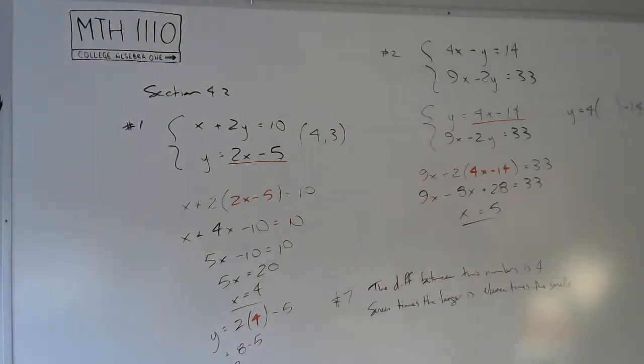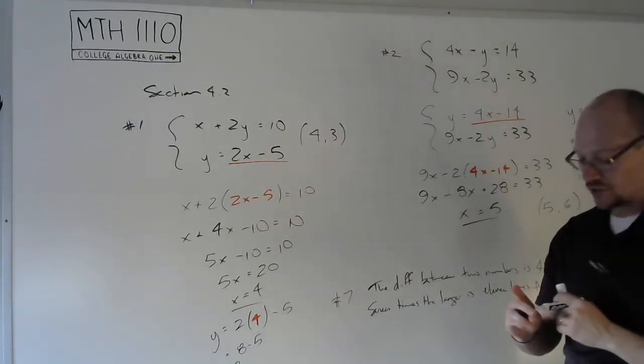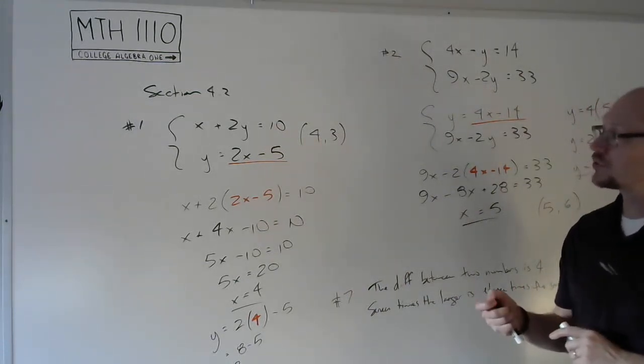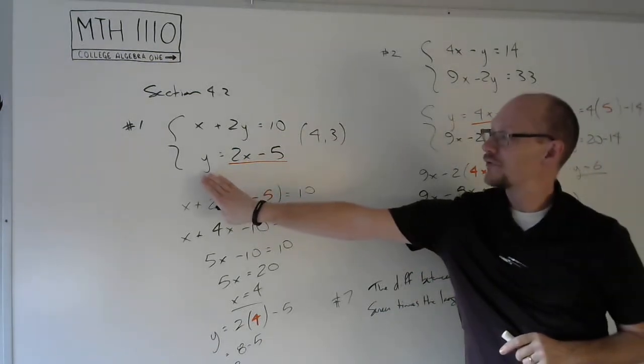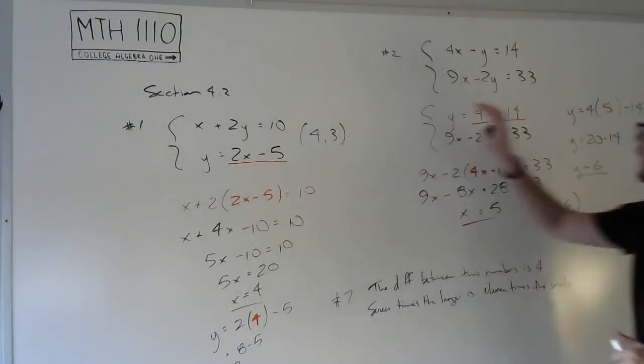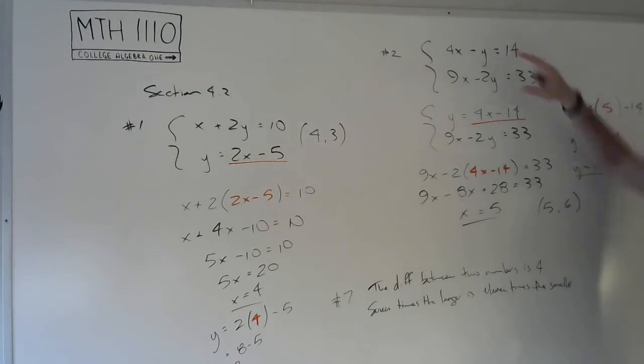Yeah, just barely. X was 5. So I've got y equals 20 minus 14. 20 minus 14 is 6. So my solution is the point 5, 6. Great. So we now know how to solve a system using substitution if one of the variables is already isolated, and here if one of them is easily isolated.